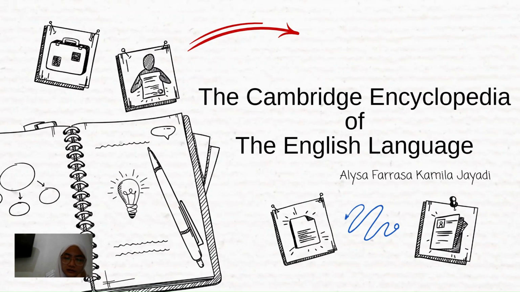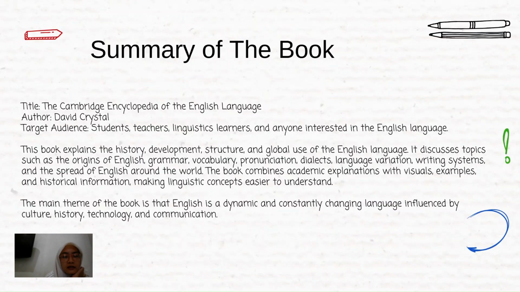I'm going to talk about a reference book that I've read, and I'm going to review it and explain a bigger picture about the book. So the name of the book is The Cambridge Encyclopedia of the English Language, and in this slide, it's explaining about the book, and it's written by David Crystal, and the book is likely written around 1900. So it's kind of an old book, and it has a target audience from students, teachers, linguistic learners, and anyone interested in the English language.